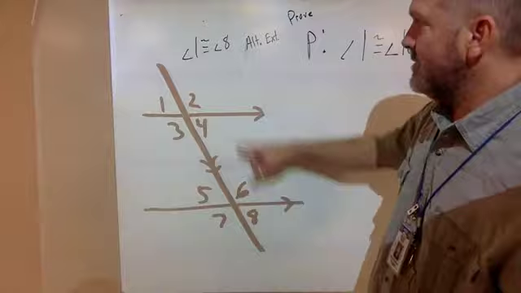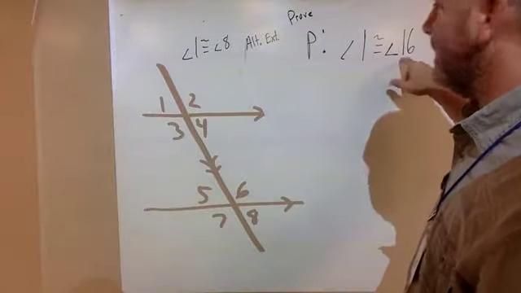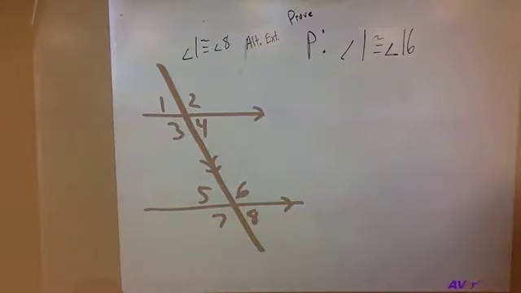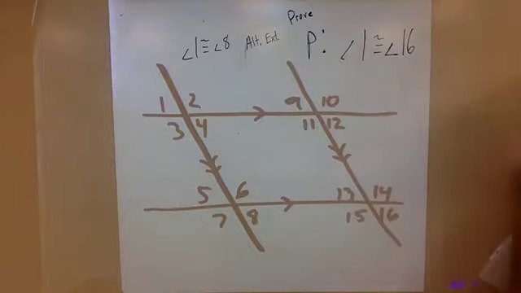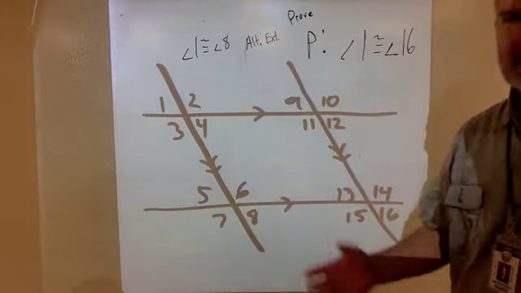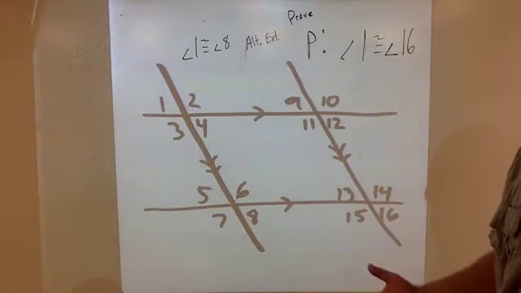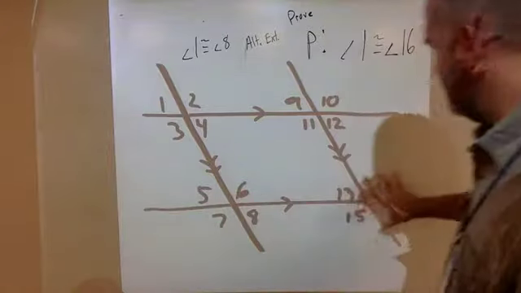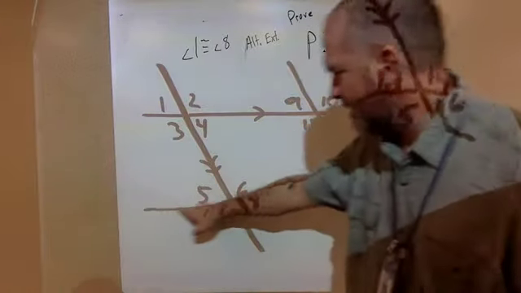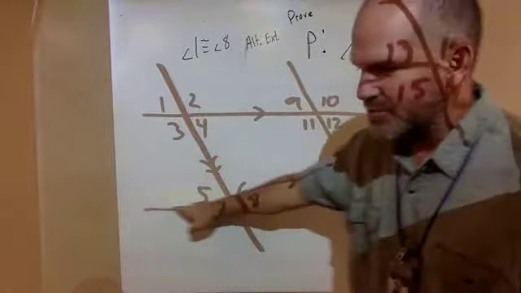Okay, so we're using angle 8. We got angle 1 is equal to 8. Now we need angle 16 is equal to 8. Well, it can get a little confusing when you got 16 angles there. So what is the line that connects these set of 4 and these set of 4? It's this line right here. This is your new transversal.